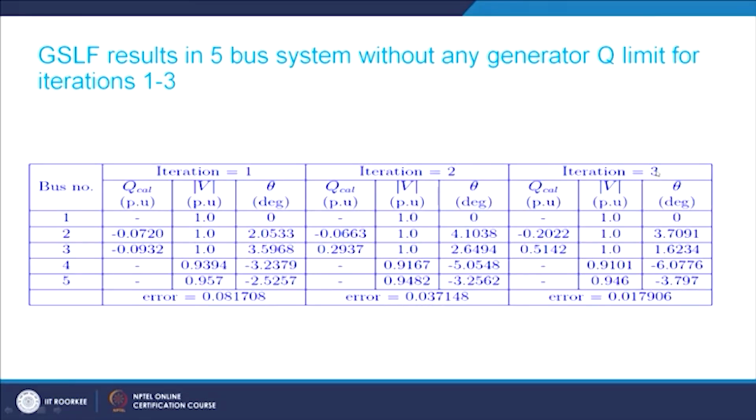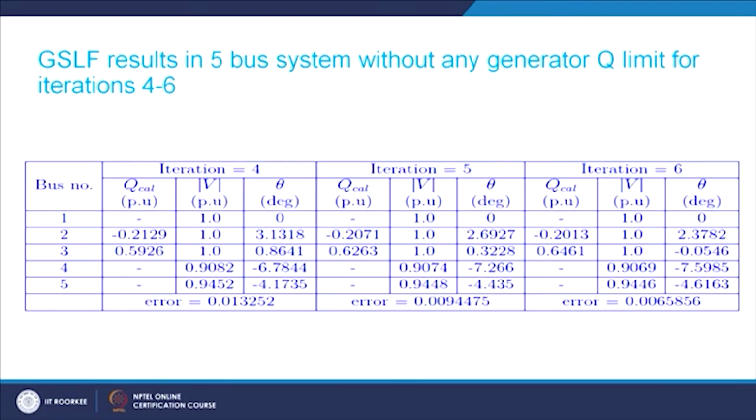So, we go on to iteration 3, again we calculate Q cal, it is still minus 0.2 and plus 0.5, and again these two values are well within their limits. So, their voltage magnitudes are maintained and the angles are calculated, and for the load buses voltage magnitudes and angles are calculated. The error has reduced, but still not enough.